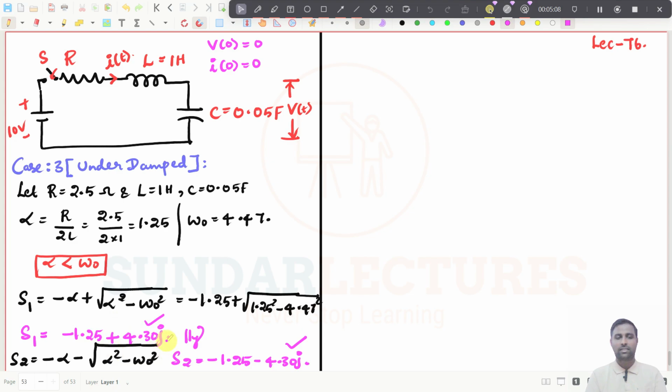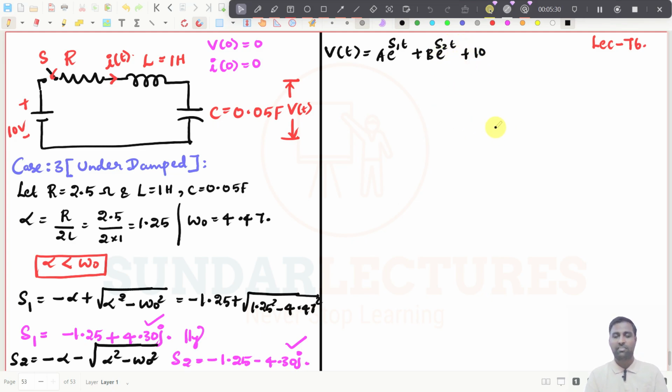This is a different value and this is a different value. What is the solution for the differential equation? Maybe if you are going for V of t, then it will be a e power s1t plus b e power s2t and then it will be plus 10.